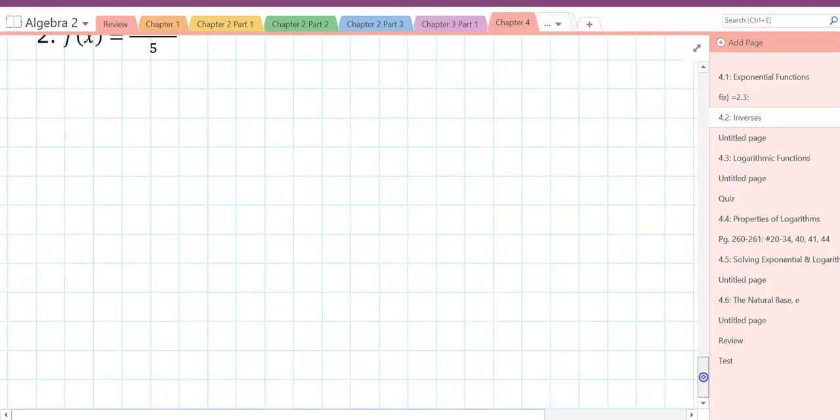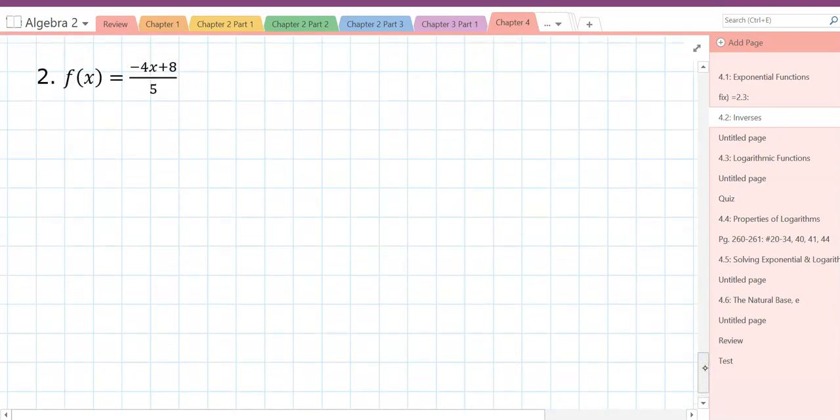Okay, so I want you guys to try this one. Try to do the whole thing. Write your new function, and then go ahead and try to graph both of them.